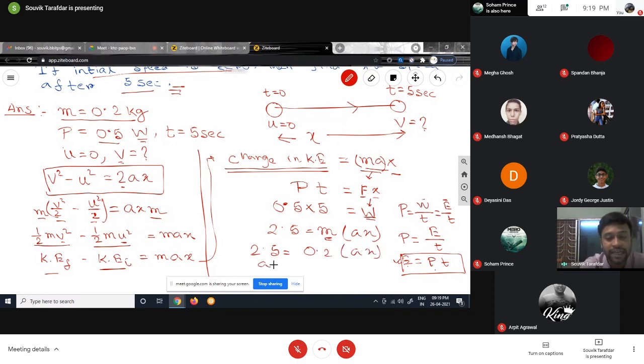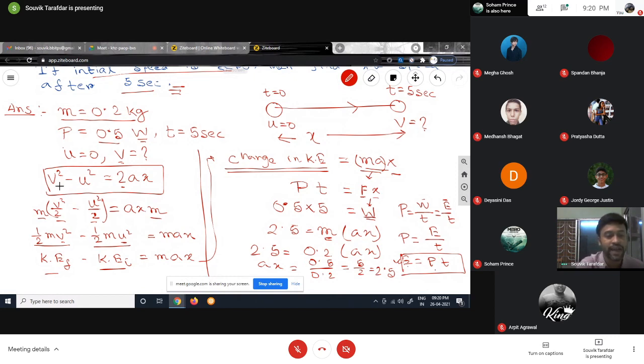Now a into x is equal to how much? 2.5 by 0.2. How much is it coming, students? It is 5 by 2. I'm just writing it as 5 by 2. We can even write it as 2.5. So how much are we getting? AX is equal to 2.5.